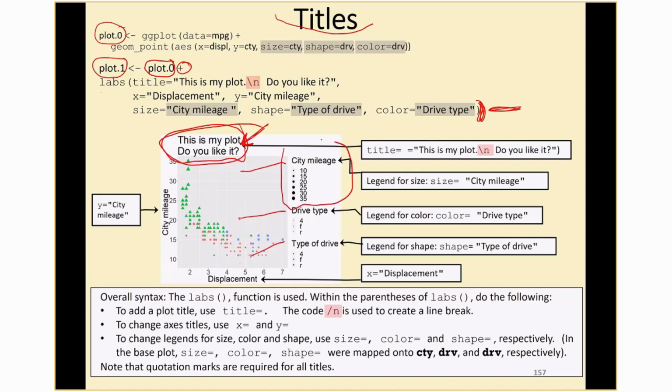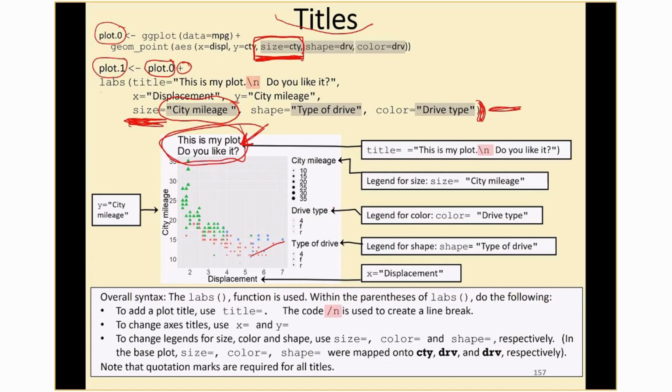Where did this legend come from? The reason we have that legend is up here in our original plot. We mapped size onto city mileage. So in order to identify this legend so that we can change its title, we first need to identify it, and we identify it by size equal, because this is a legend that arose from the mapping of size on the city. And once we've identified it with size, we just give it whichever title we want. And similarly for the other legends.